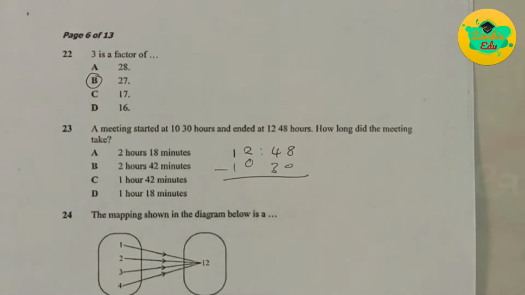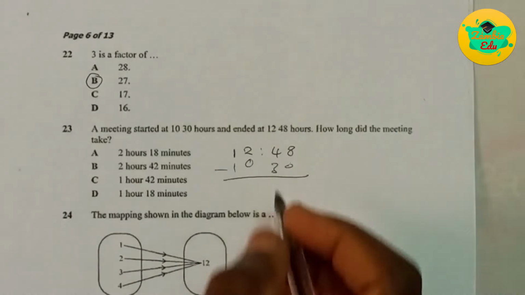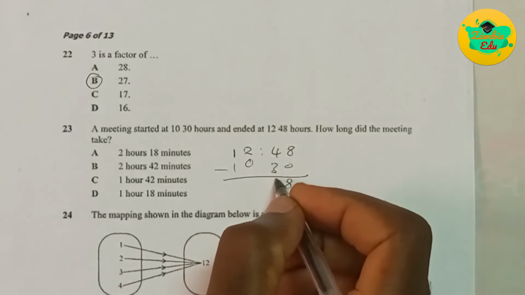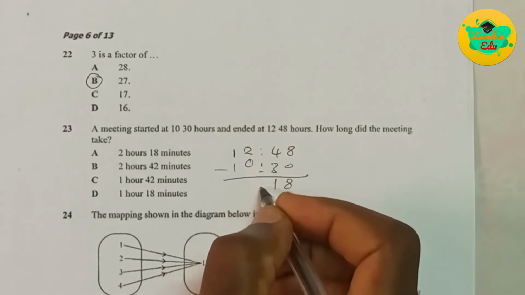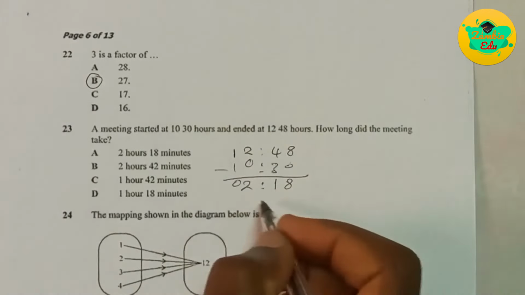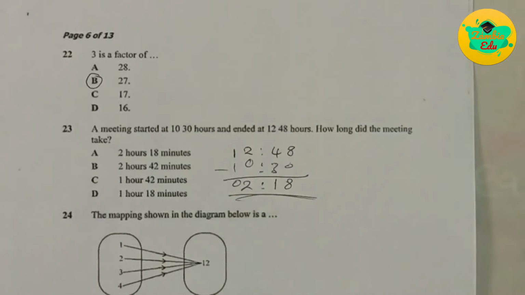How long that meeting took. 8 take away 0. That's 8. 4 take away 3 is 1. Remember to put your hours there. 2 take away 0 is 2. Then you have 0. So we're talking about 2 hours 18 minutes. And 2 hours 18 minutes, we see it under option A. So A is our answer for question 23.